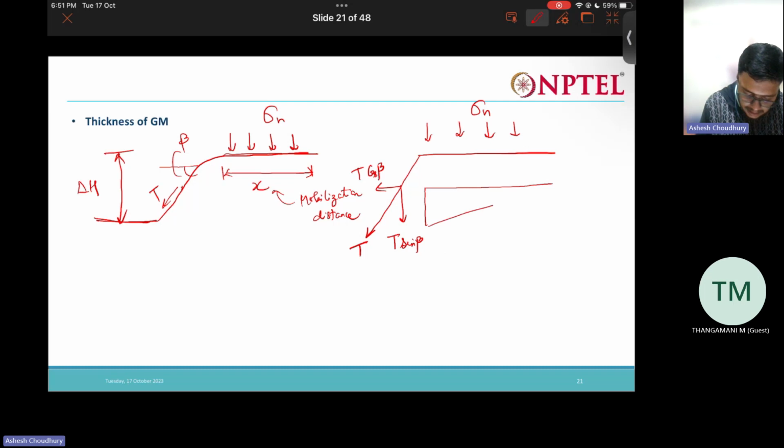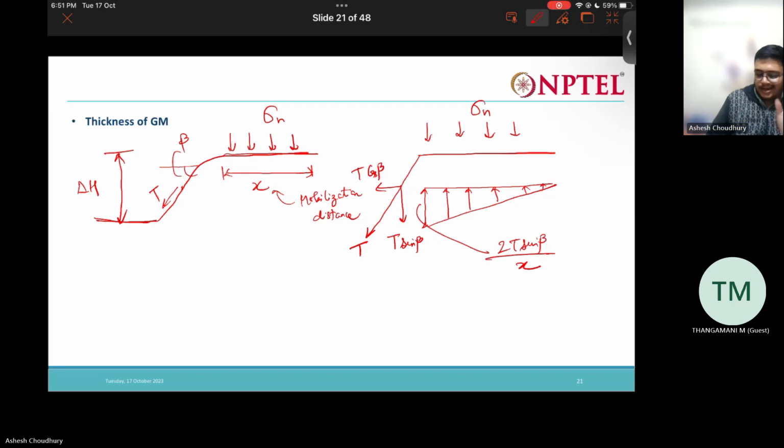This T sine beta is actually resisted or mobilized like this, and this is twice T sine beta by x, right? Apart from this, there are some other forces acting. One force is the interface force on the upper layer of the geomembrane. This F_U delta is acting.